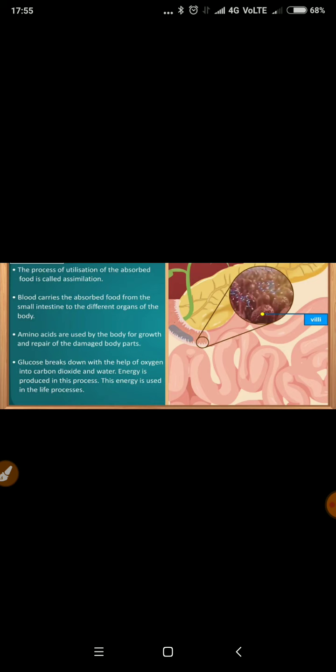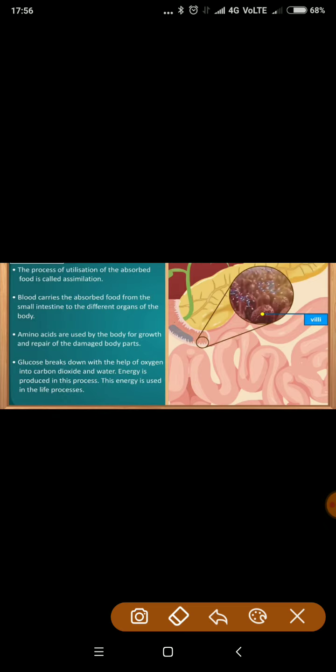And glucose will break down with the help of oxygen, and carbon dioxide and water are evolved. Energy is also produced in this process. So this energy is used in the different processes of our life. जितनी भी हमारी लाइफ प्रोसेसेस हैं उन सब के लिए हमें एनर्जी चाहिए. That energy will be used for that. So glucose will break down with the help of oxygen. What is this called? Yes, respiration.